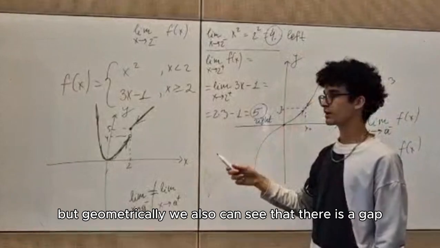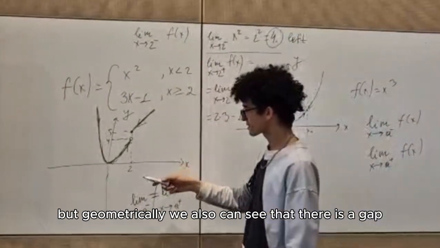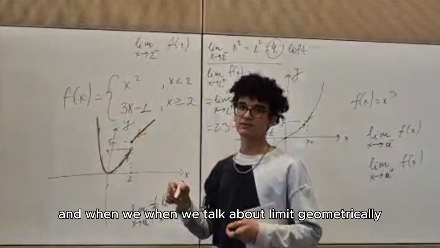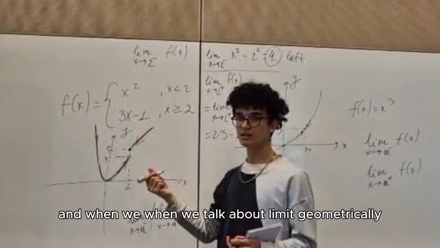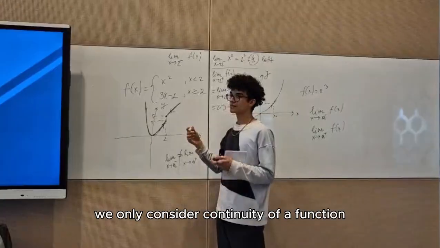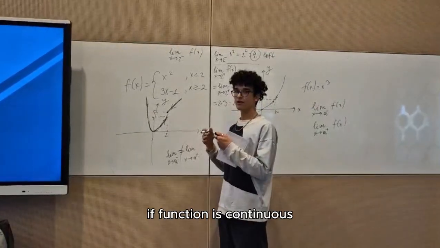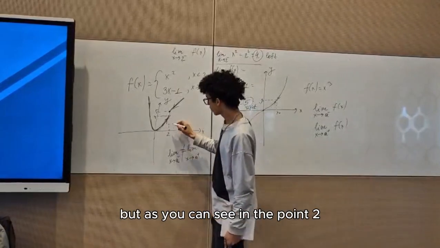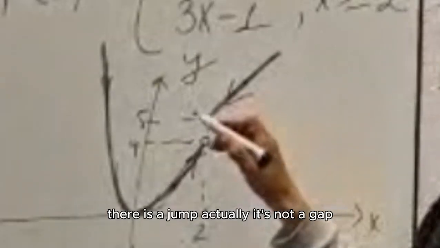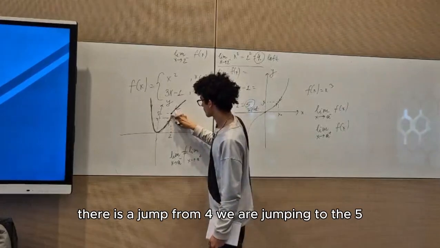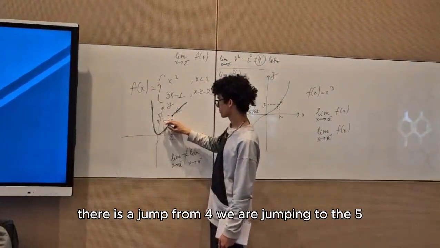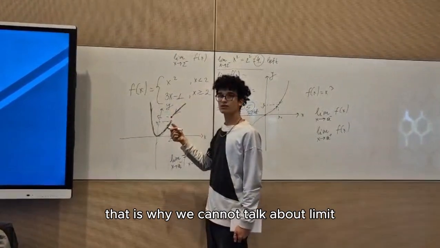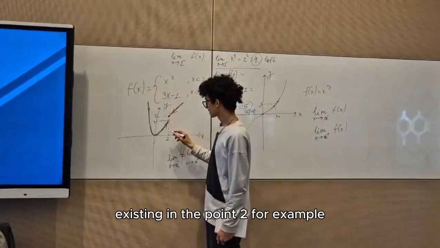Algebraically we prove that, but geometrically we also can see that there is a gap. And when we talk about limit geometrically, we only consider continuity of a function. If the function is continuous, we can talk about limit. But as you can see at point 2, there is a jump. Actually, it's not a gap. There is a jump. From 4, we are jumping to 5. That is why we cannot talk about a limit existing at point 2.